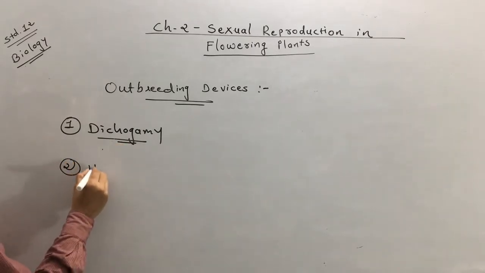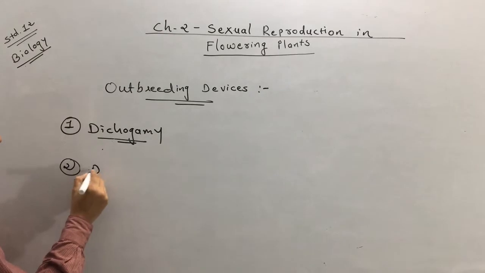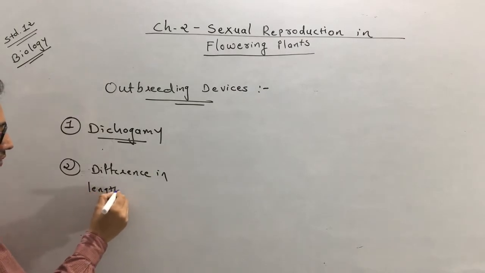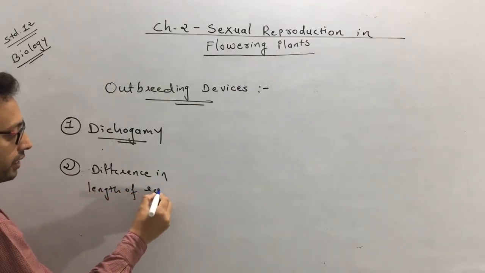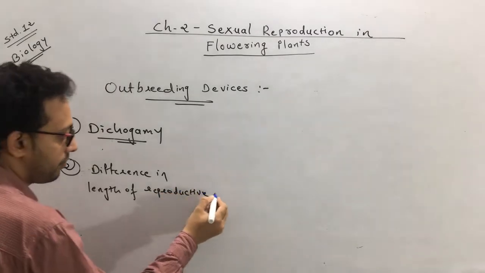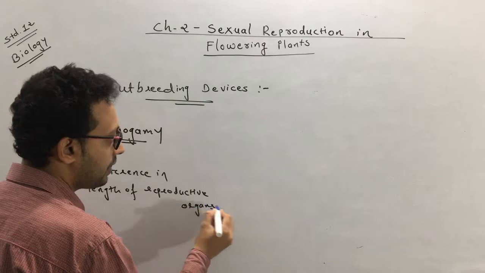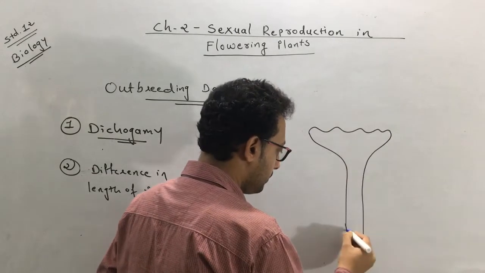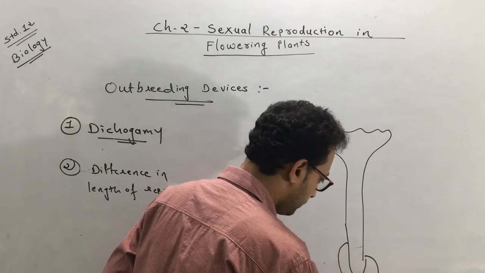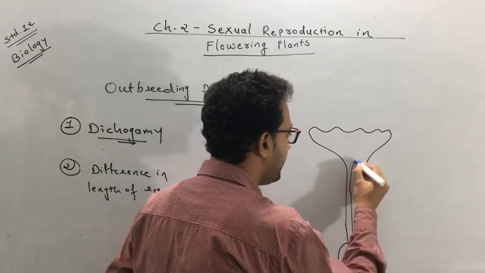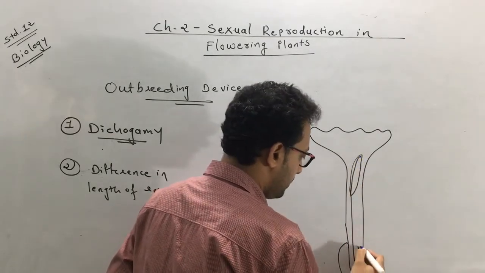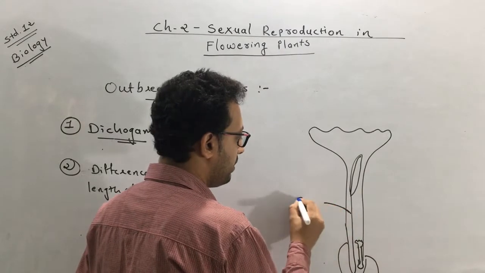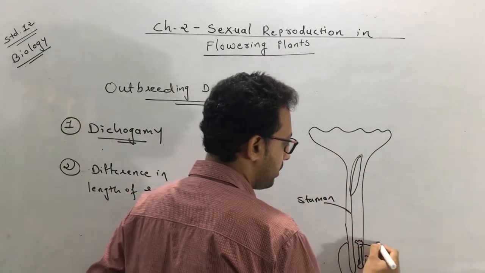is difference in the length of reproductive organs. Like see, this is a flower. Now there is a difference in the length of two sexual organs. This is a stamen and this is a carpel.